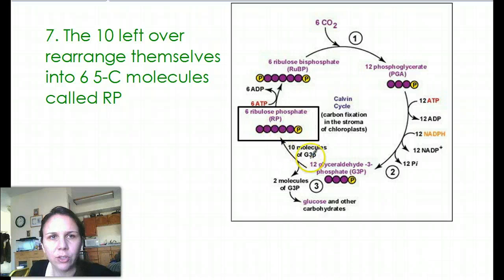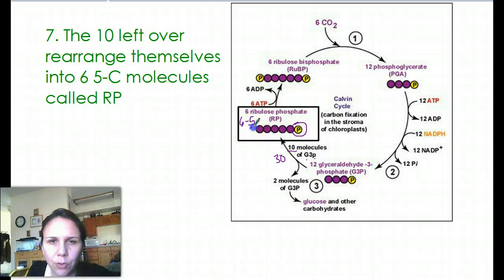Well, the 10 left over, they're going to rearrange themselves, because if I have 10 molecules of G3P, that's 30 carbons. So what they're going to do is rearrange themselves and turn into 6 5-carbon molecules, which is still 30 carbons, but now they look a little bit different. Notice they got 1 phosphate right there. We call this ribulose phosphate, or RP. So I've got 6 RPs, but they're not quite ready yet.